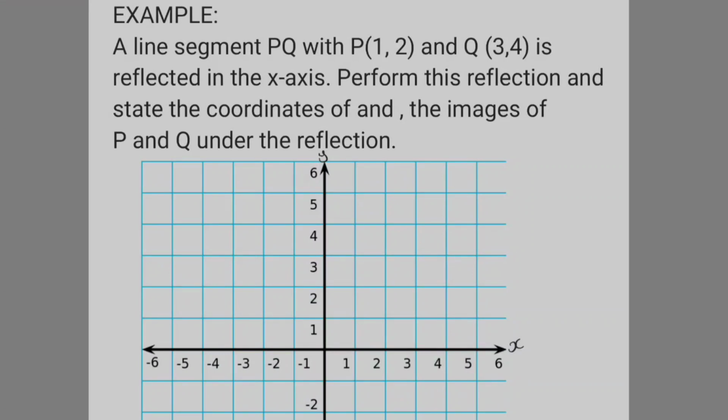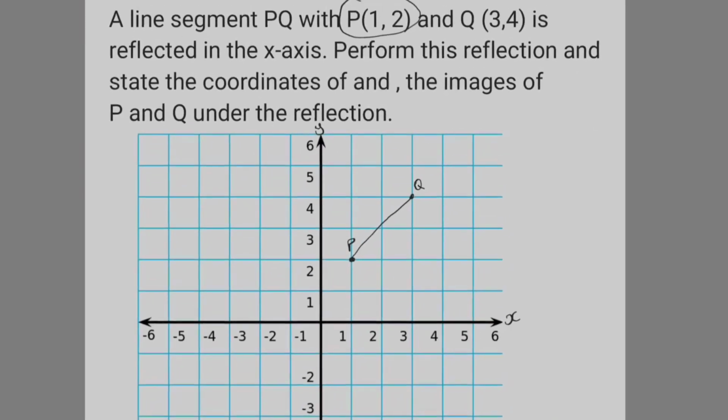So let's plot that line segment. P is (1, 2), so this will be 1 across, 2 up, and we call this P. Q will be 3 across, 4 up, so that would be here, and this would be Q. This line segment just means we draw a line to connect P and Q. So that is the line segment PQ.